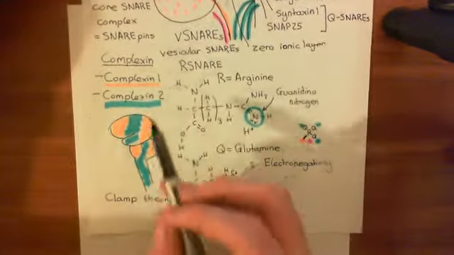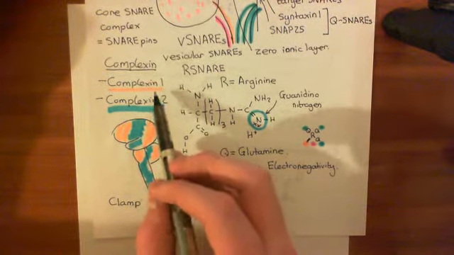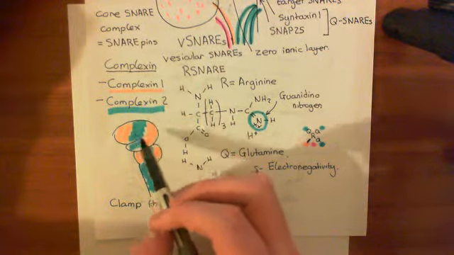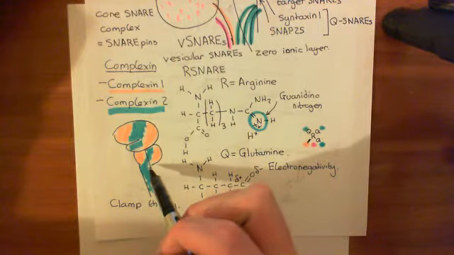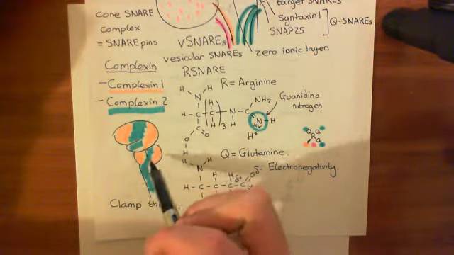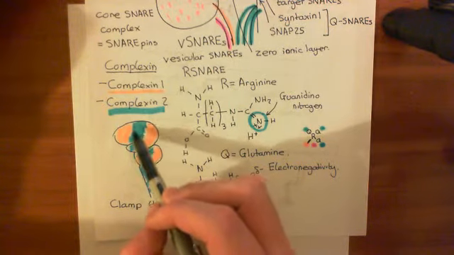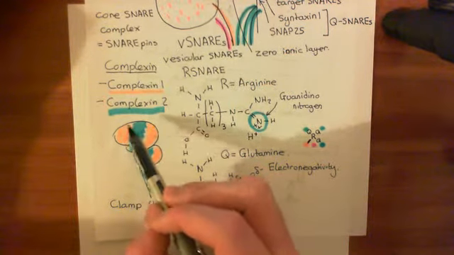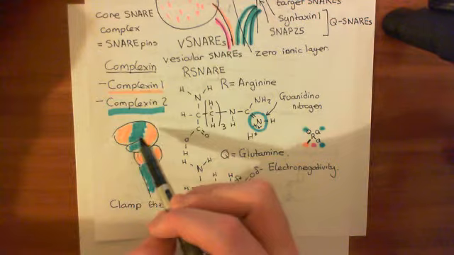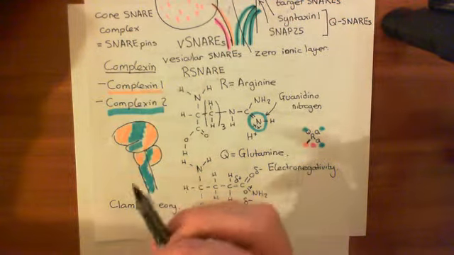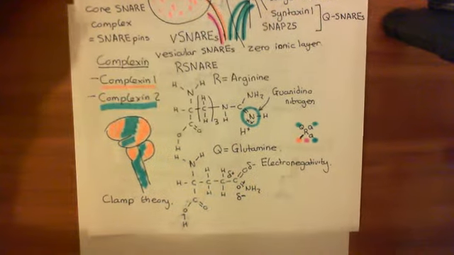Okay, we then saw that there are two complexin proteins, complexin 1 and complexin 2, and that their distribution within the brain is basically complementary to one another. So where complexin 1 is, complexin 2 isn't, and where complexin 2 is, complexin 1 isn't. So every cell in the brain will have one or the other, basically, either complexin 1 or complexin 2.